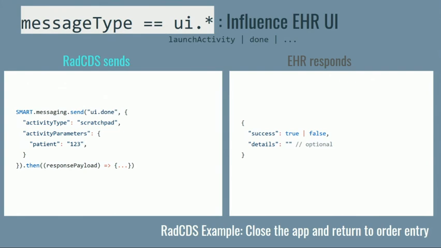Let's say that RADCS actually wants to pop up a window and ask the user for more information. There's a slightly different scope that we'd use there, the UI dot. In this case, the message type is UI.done. And it says, OK, RADCS, I am done with my UI. Please take me back to the Scratchpad, that shopping cart of orders. And here's the patient that would be responsible for that. And the EHR says, yes, OK, that makes sense in this context.